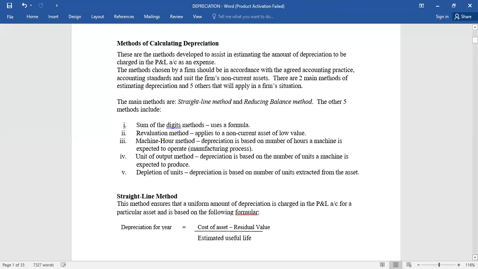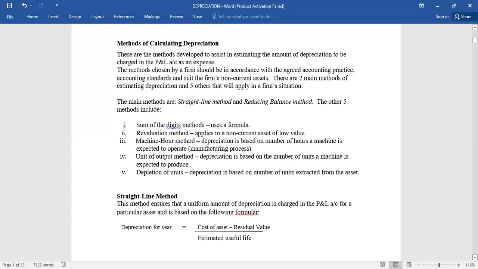So the most common ones that we use in accounting at this level, we have what we call the straight line method, and we have the reducing balance method. So the method chosen by the firm should be in accordance with the agreed accounting principle. Remember, the International Accounting Standard 16 stipulates that if a firm agrees that they'll be using straight line method, that should be the method that should be used consistently.